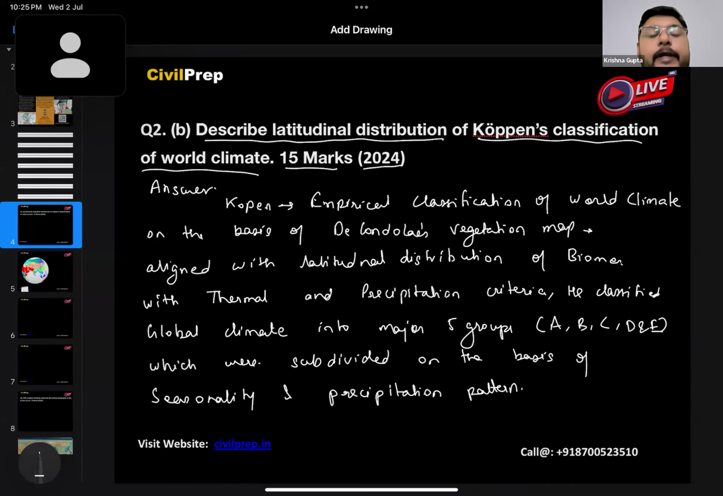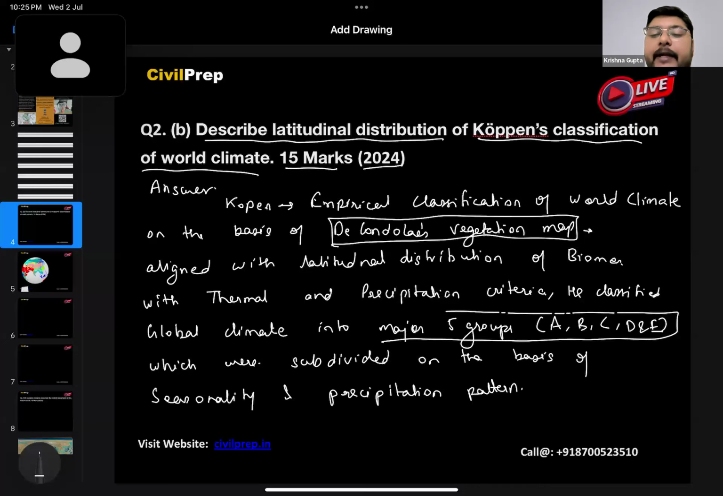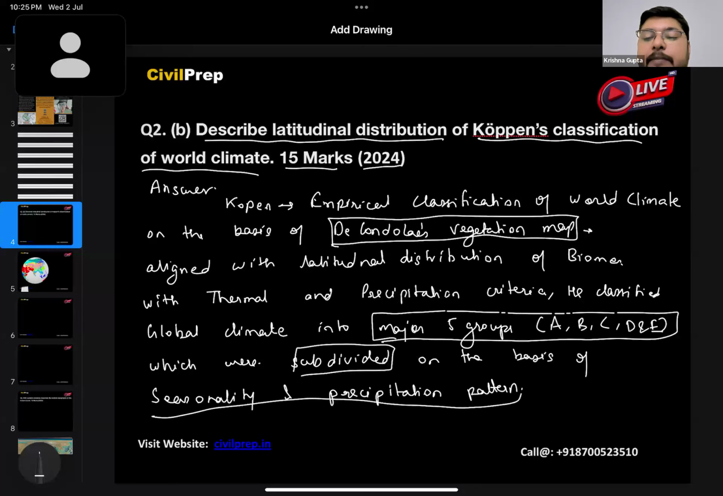Okay, guys. So looking at this introduction, we are trying to give what Köppen's climatic classification consists of, on the basis of whose vegetation map it is being formed, in how many major groups it is being divided, and there is subdivision also, which is based on seasonality and precipitation pattern. So this gives us a very good basic introduction for writing this answer.